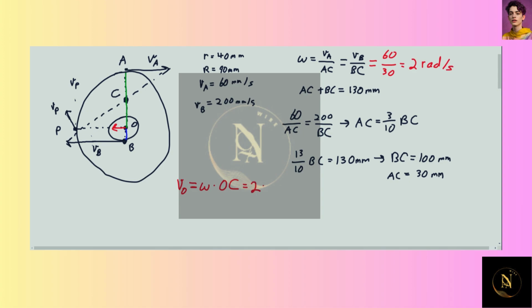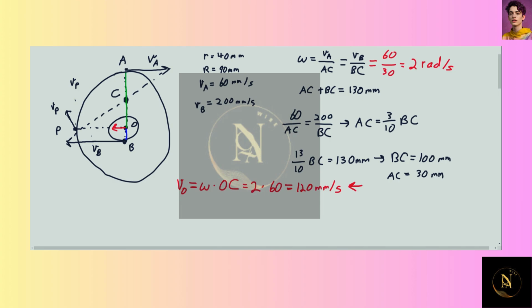So this gives us a 2 for the velocity of point O. Omega is 2. OC is the distance BC, which is 100, minus the BO, which is 40, which gives us 60. So this gives us 120 millimeters per second for the velocity of O, and this will be to the left. So I'll just draw an arrow here.